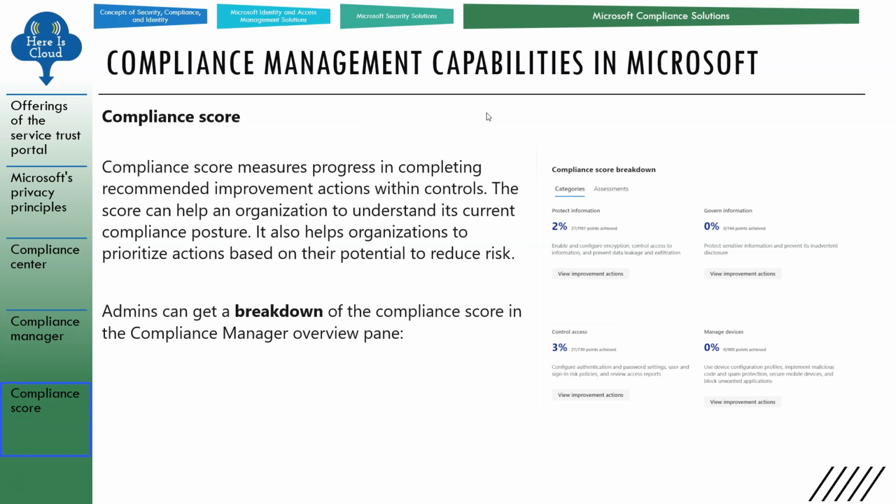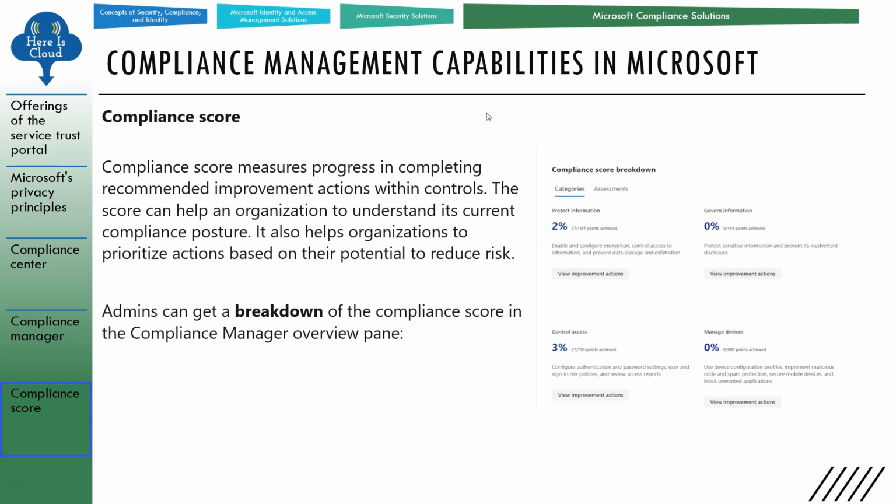Now what is compliance score? So compliance score measures progress in completing recommended improvement actions within controls. The score can help an organization to understand its current compliance posture. It also helps organizations to prioritize actions based on their potential to reduce risk. Admins can get a breakdown of compliance score in the Compliance Manager overview pane.